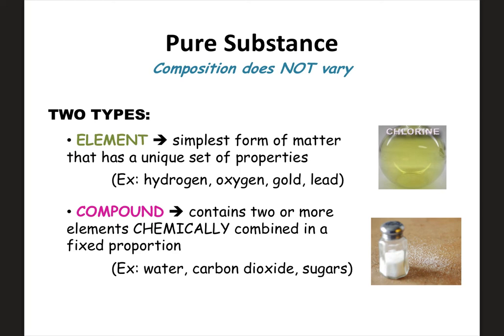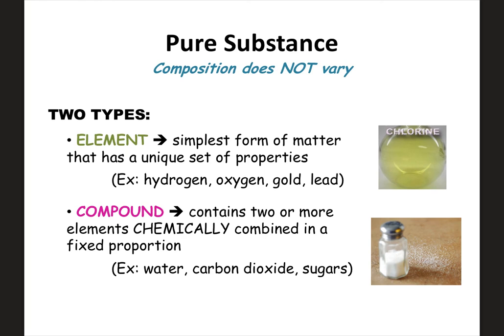Compounds, on the other hand, contain two or more elements chemically combined in a fixed proportion. All right. The key here is that compounds are chemically combined. Compounds are different from mixtures because they are chemically combined. It's not like a mixture. A mixture is a physical blend that you can separate. A compound you cannot get apart unless you undergo a chemical change.